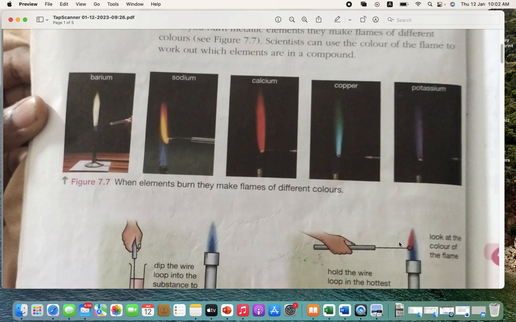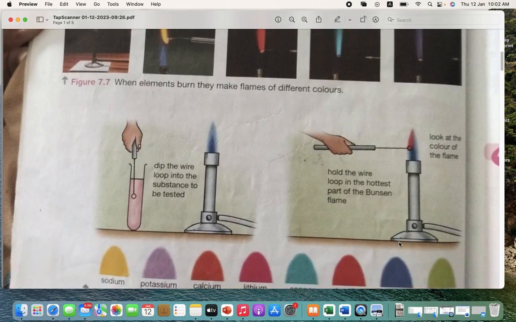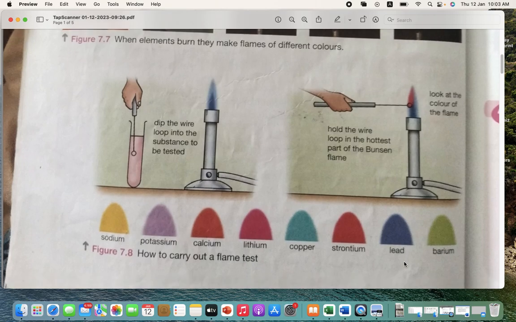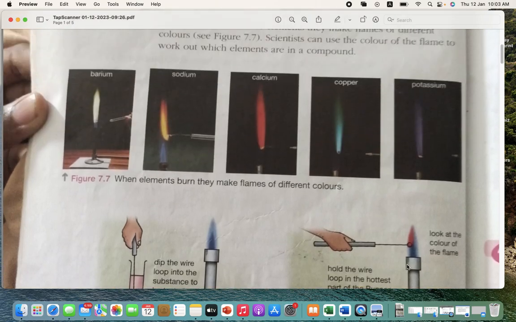Okay, so we go see how they burn. Now let's take a look at the experiment. Okay, there's lithium, strontium, lead, barium. Barium in this case is a different color, right? Looks like green. Yeah, it's a lime green. It was not a yellow color. I think barium was a lime green.